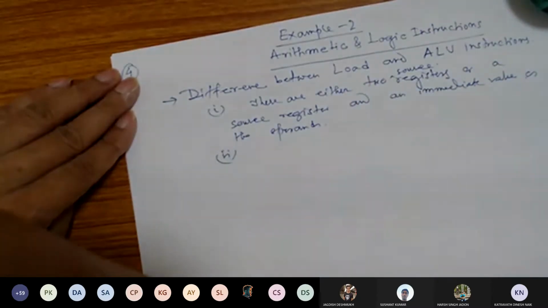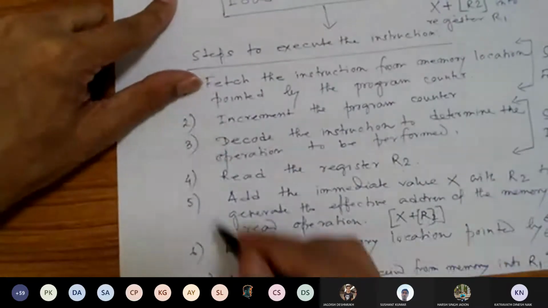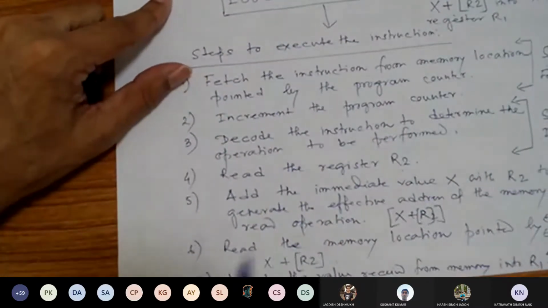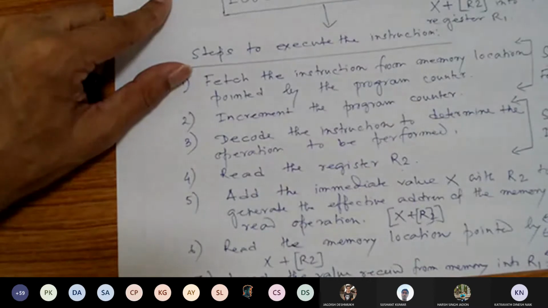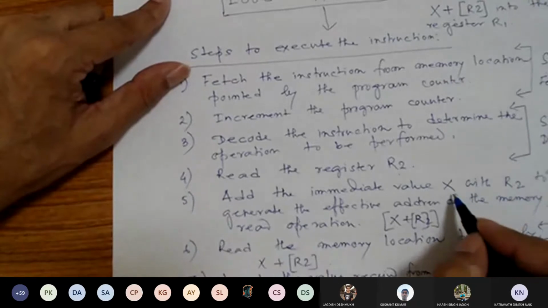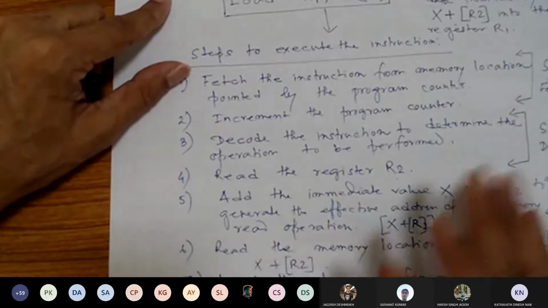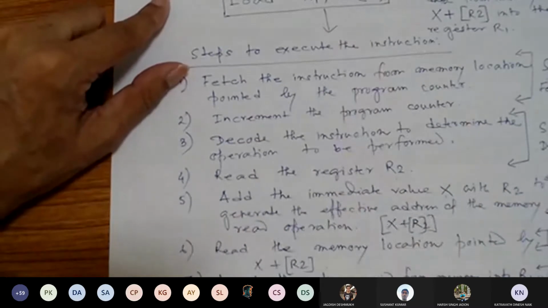Think about the steps. Which step may not be required, or may be required additionally? Go to the steps. The steps are very important to understand. Let's think that we are also doing the addition operation, so we need to do the addition here. Maybe the X will be replaced by another register, R1 plus R2. But addition is required. Do you think that all other steps are required?